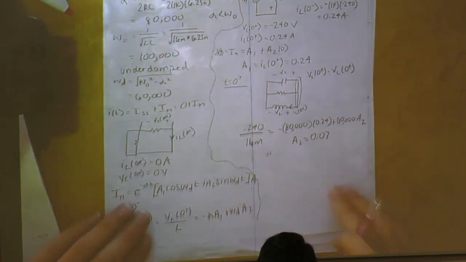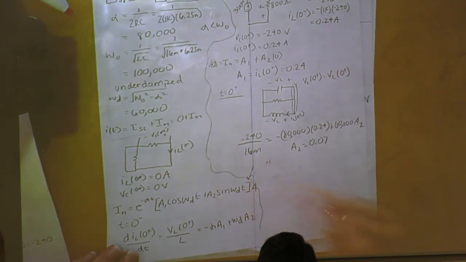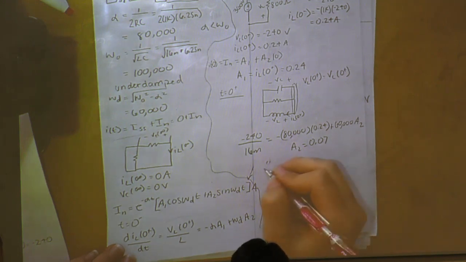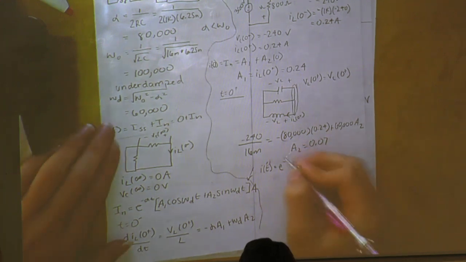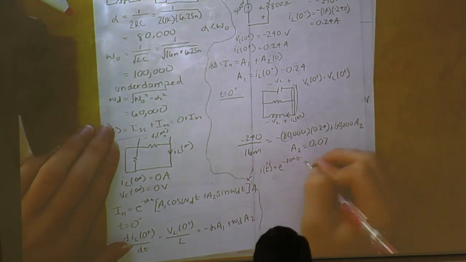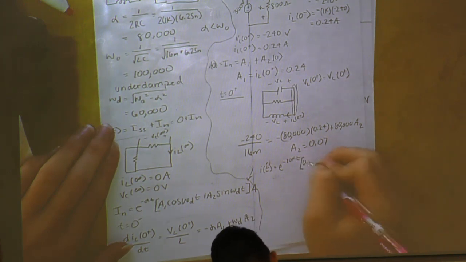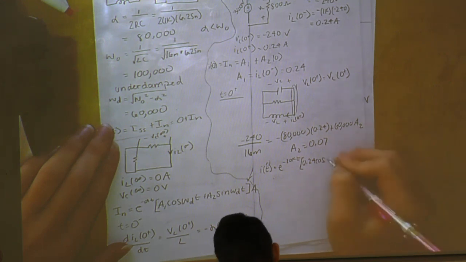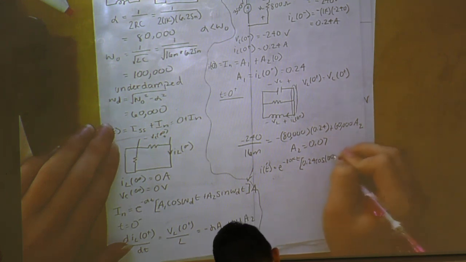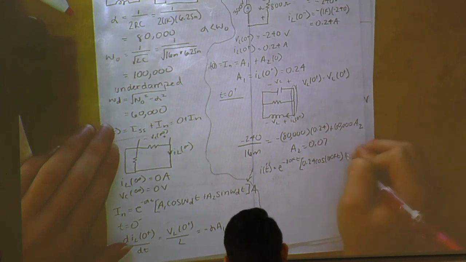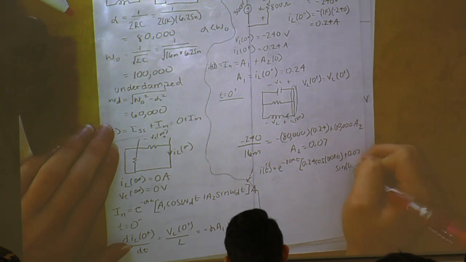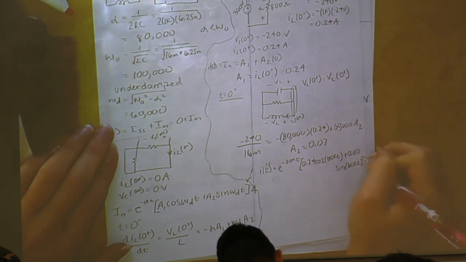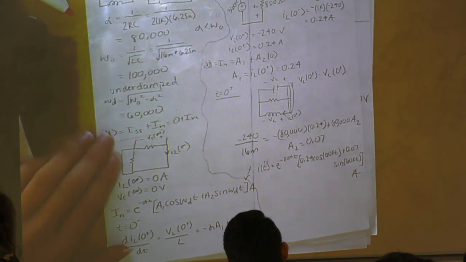So then all we have to do is plug this back into our formula. Since our I of t is only our natural response, we have e to the negative alpha t times our A1, 0.24, cosine of omega d, 60k t, plus 0.07 sine omega d t. This is amps.